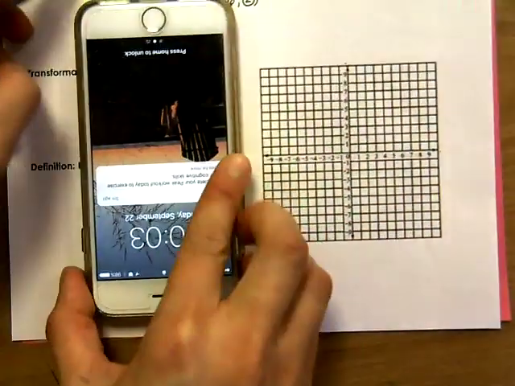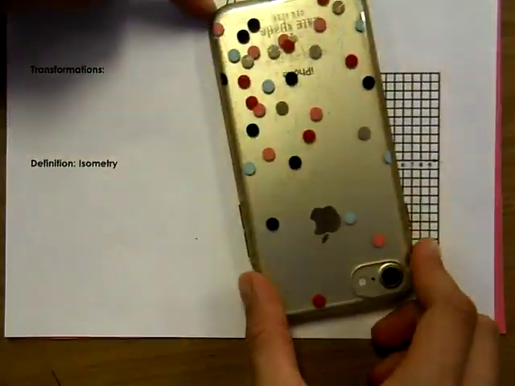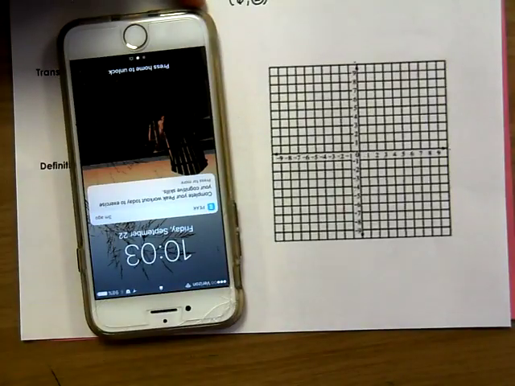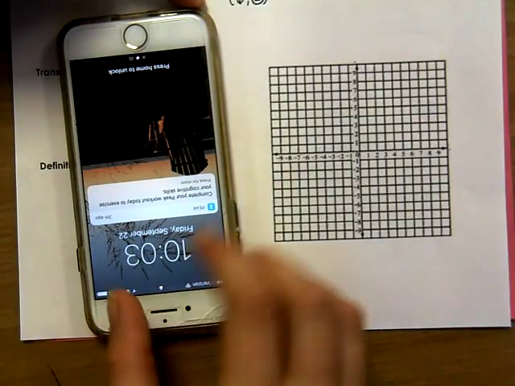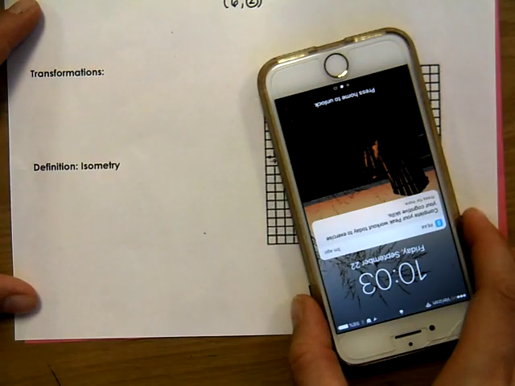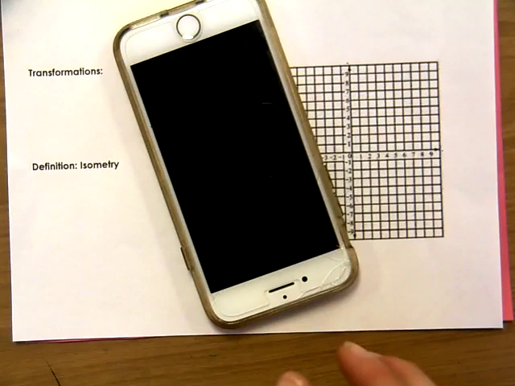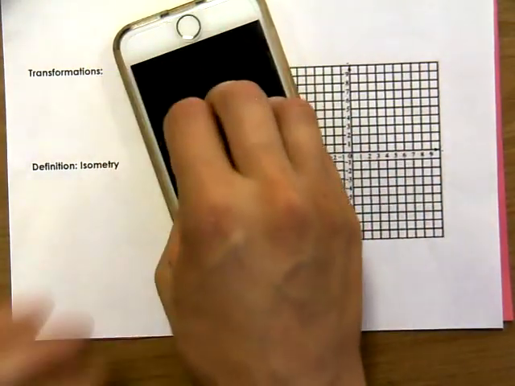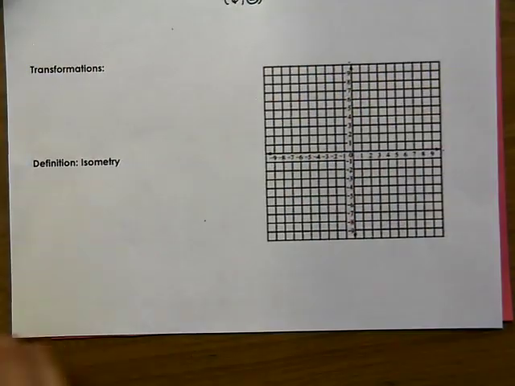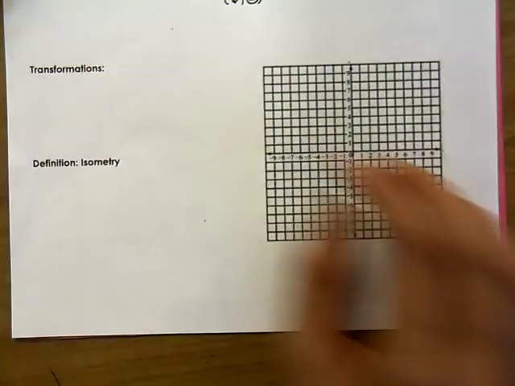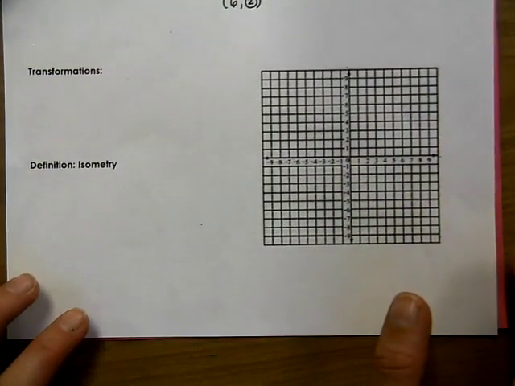I can also flip it. Flipping it would be reflecting it. I can translate it, which is just sliding it, and I can translate it in any direction I want. And then there's also another transformation that I can't do with this cell phone right here, but in Algebra 1 we talked about stretching or shrinking something.